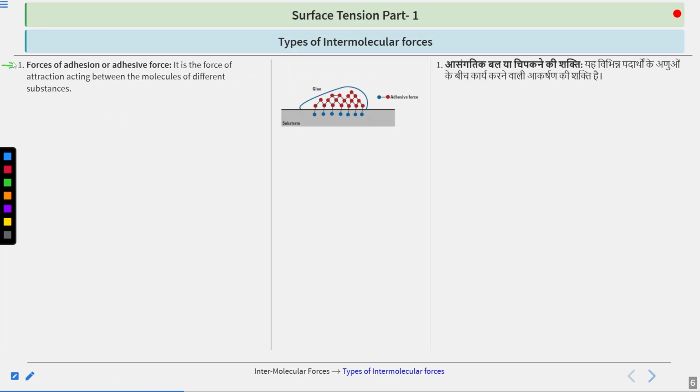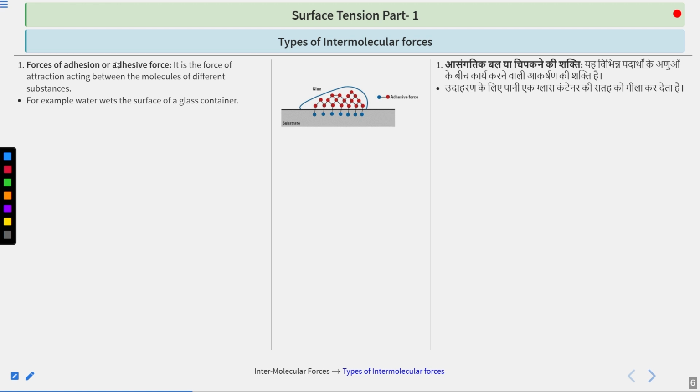First, force of adhesion or adhesive force. It is the force of attraction acting between the molecules of different substances. Now, this is not the case of only one substance, but different substances are included here. Why? Because when the force of attraction is not between the molecules of the same substance, but between the molecules of different substances, then the force of adhesion or adhesive force is working in this scenario.